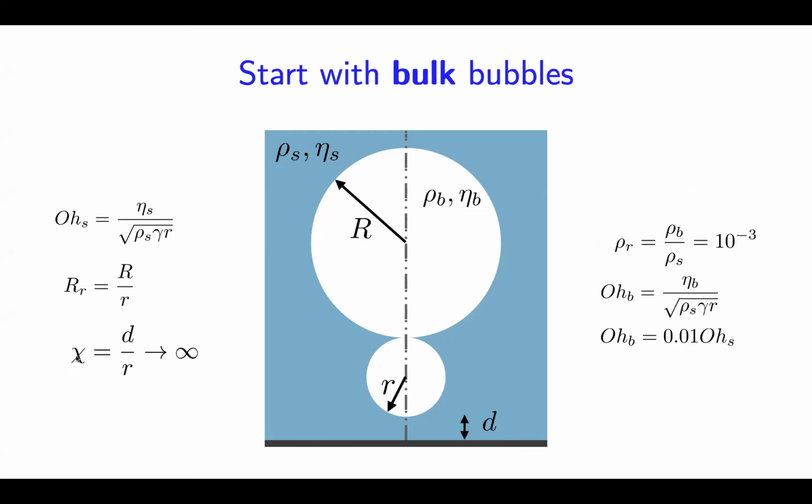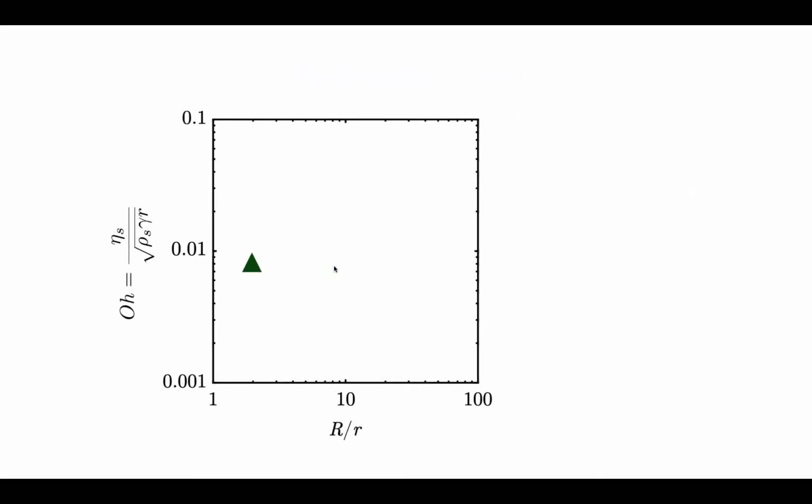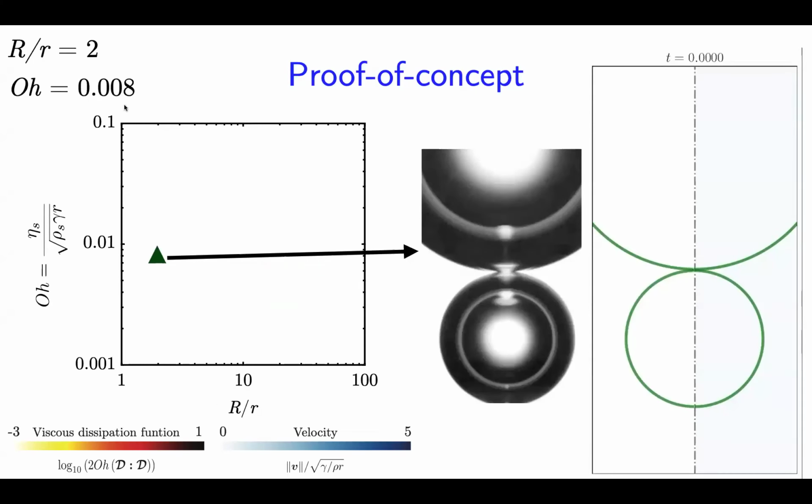So let us first start with bulk bubbles. What do we mean by bulk bubbles? For bulk bubbles, chi, the distance of the south pole of the small bubble from the substrate, is infinity. Then we have only two control parameters: the Ohnesorge number of the solvent or the surrounding medium, and the radius ratio, RR. In the parameter space of Ohnesorge versus radius ratio, let's look at one particular case, which has a radius ratio of 2 and an Ohnesorge number of 0.08, 0.008, sorry.